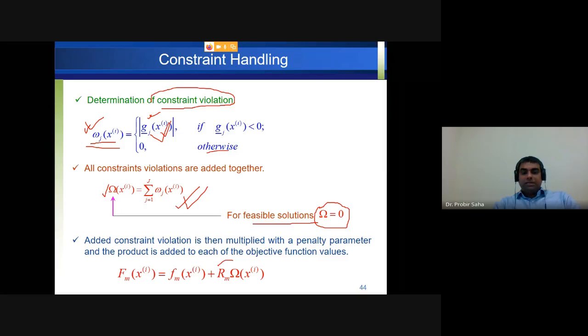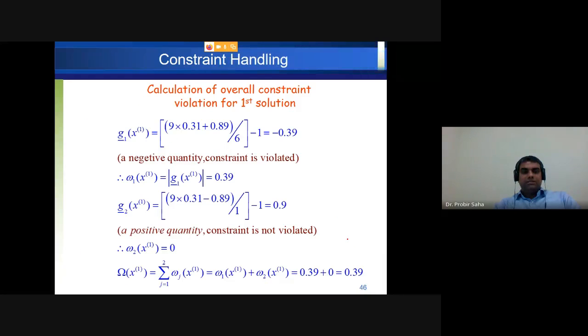Finally, if you got this value as 0, that means whatever the solution, the same fitness value you can use. But if it does not satisfy even any one of them, then these values will come with the multiplication of some factor, just to penalize the fitness, so that you should not come to that solution, right? I think you can also understand by this simple calculation. Now, how to calculate the overall constraint violation for the first solution?